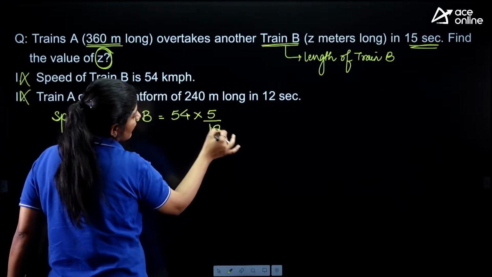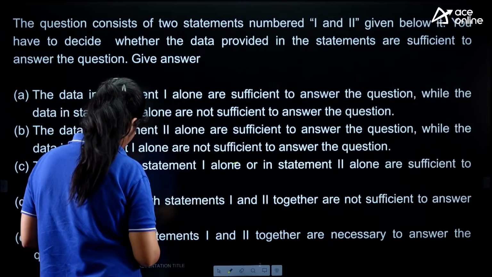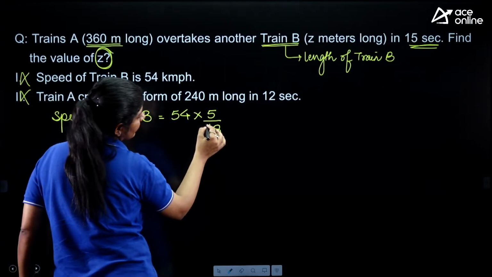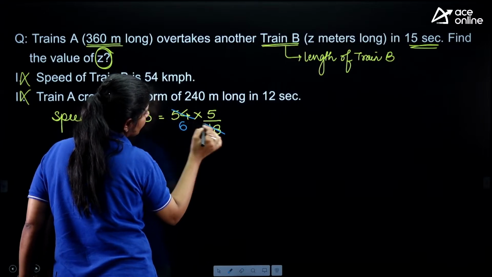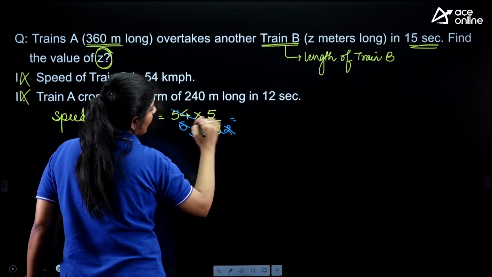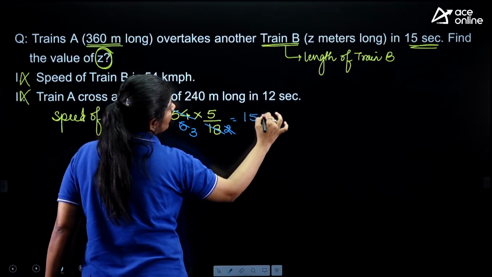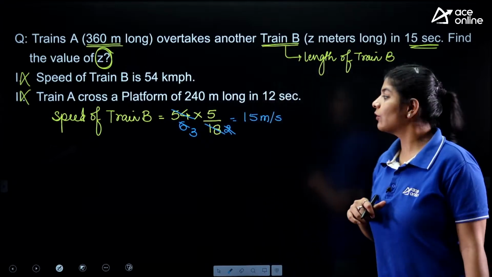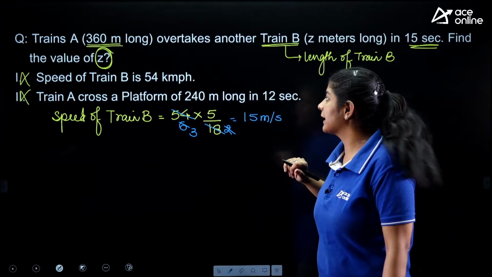So with the help of 9, if I eliminate these values, here I'll get 6, here I'll get 2, here we get 3, right? So the answer that we are getting is 15 meters per second. The speed of train B that we are getting over here is 15 meters per second.